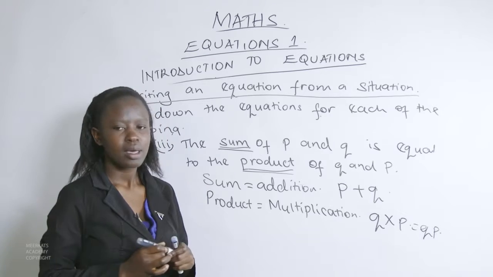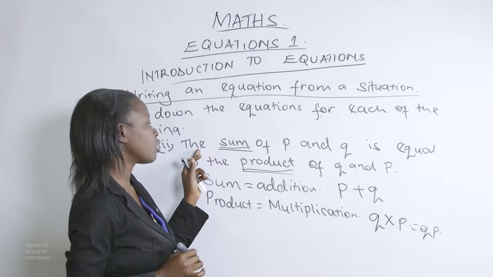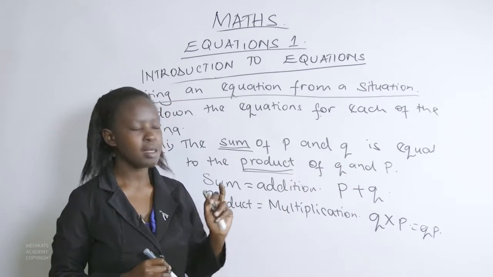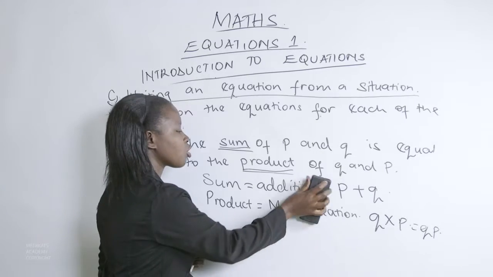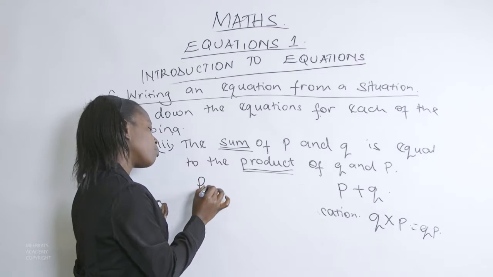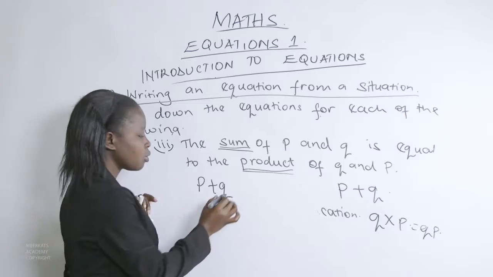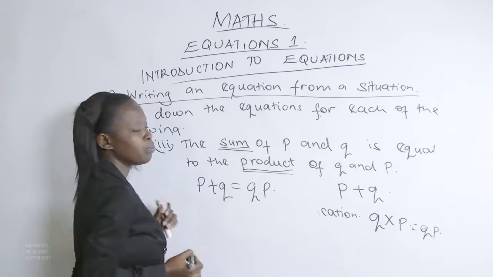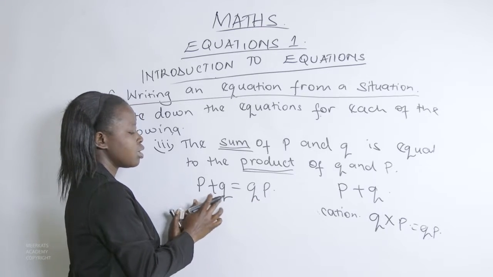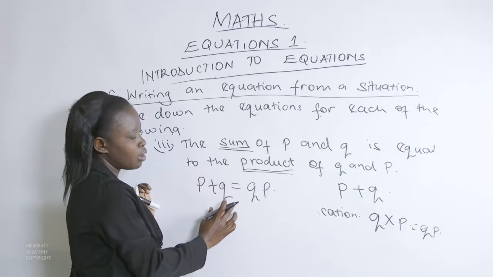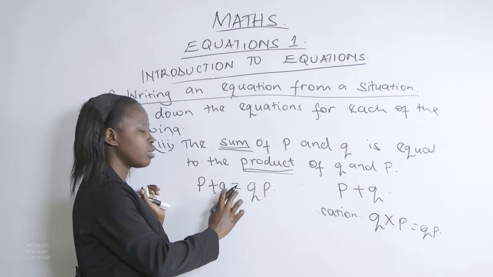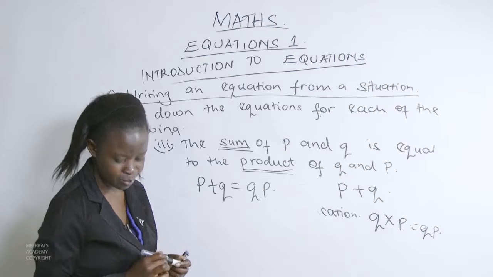So our equation then, we are talking about the sum of P and Q is equal to the product of Q and P. So how should our equation look? We have P plus Q for the sum, then for the product, we have QP. So this means that the sum is equal to the product. Sum of P and Q is P plus Q. Product of Q and P is QP. So P plus Q is equal to QP.